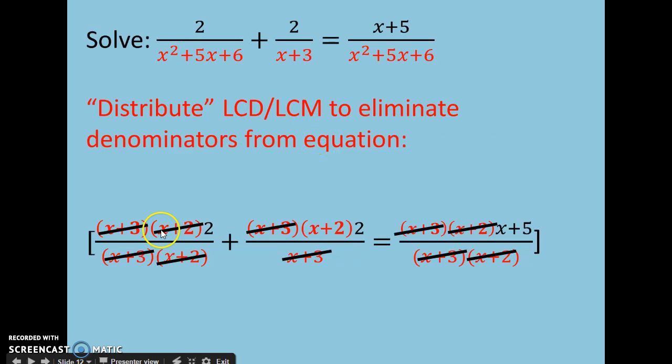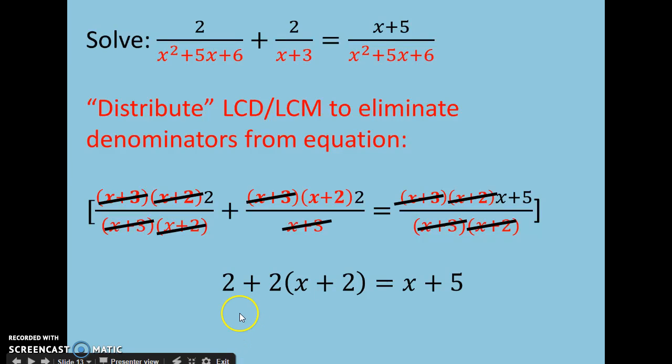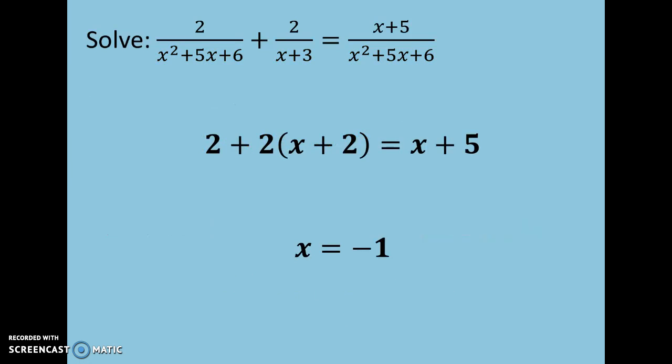I'm sorry, it's not 2 plus 2. It's 2 plus x plus 2 times 2 equals x plus 5. And you can see that what we have here is an equation that's much more easily solved. So you're going to distribute, combine like terms, get x isolated, and in the end, x will equal -1. So x equals -1, that's our found solution.